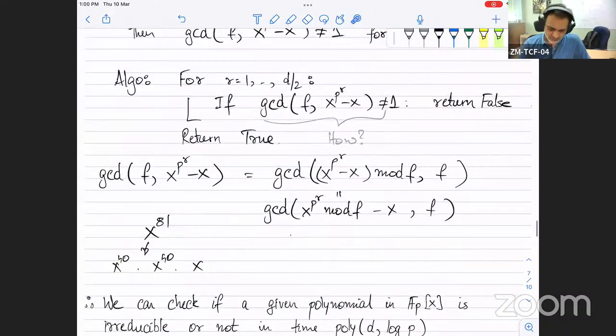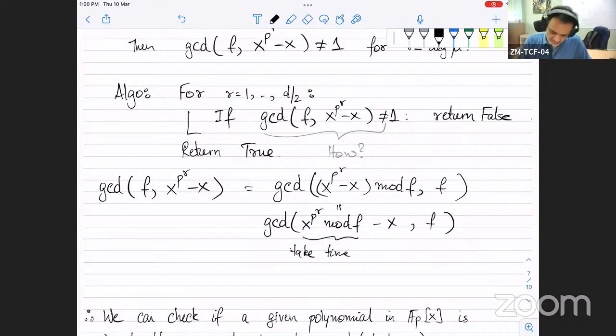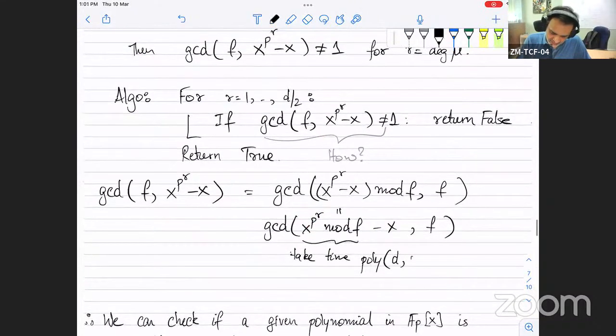So what you need to do in the process is that computing this GCD of x power p power r mod f only takes time which is poly in the degree of f, which is d, and log of r, log t. And r is never going to be more than d, so therefore this entire thing takes poly in d, log t time.